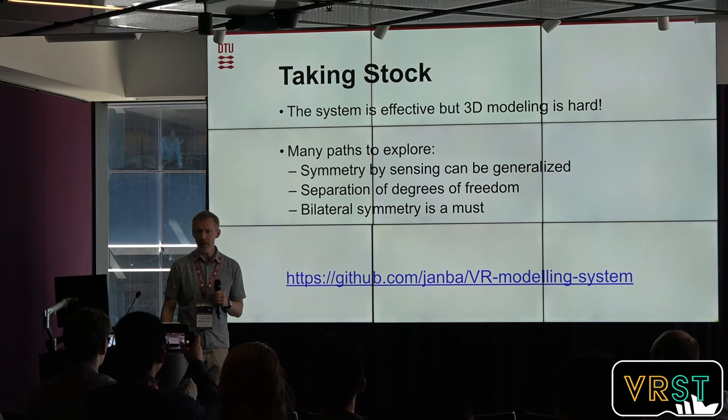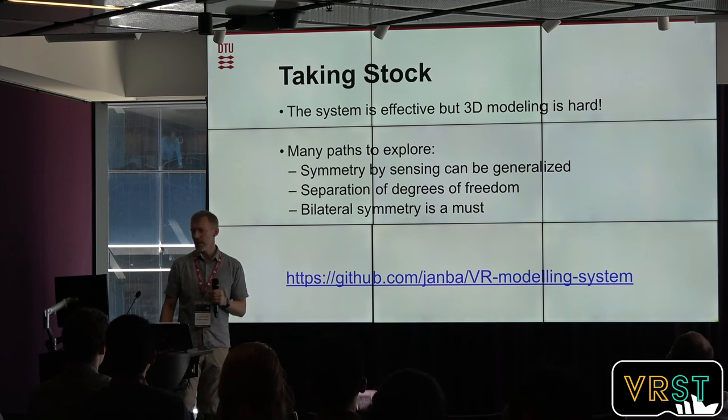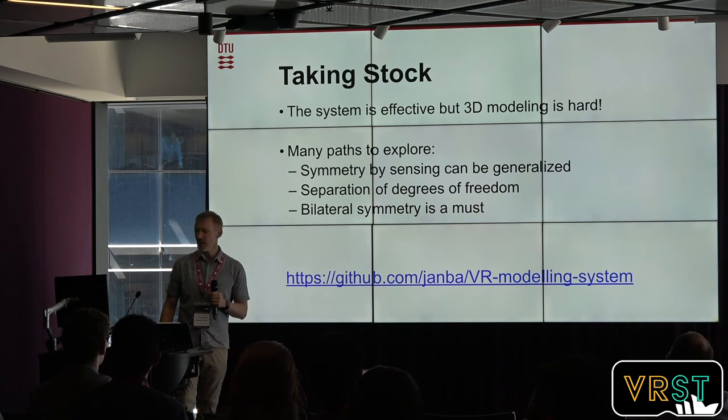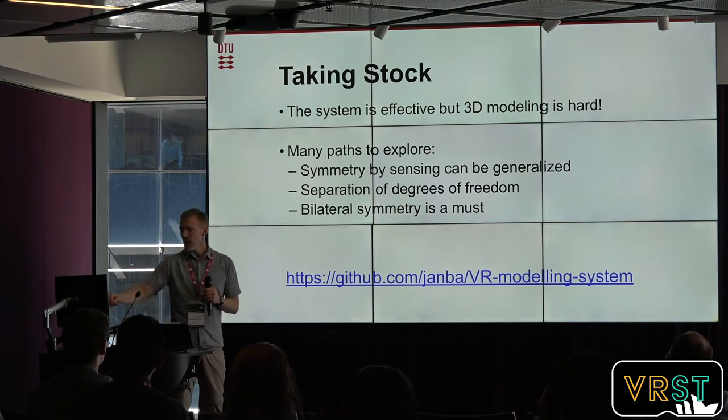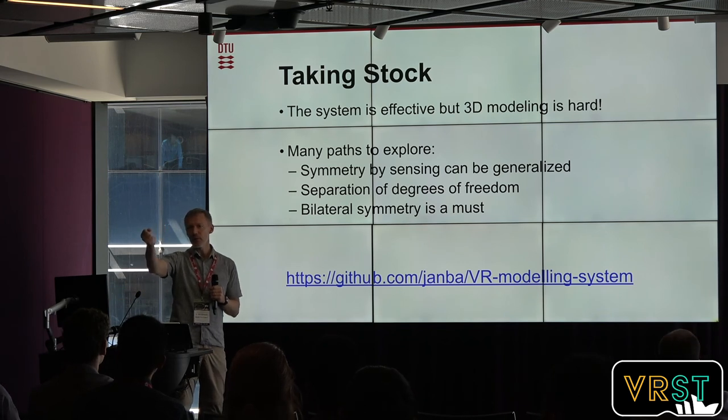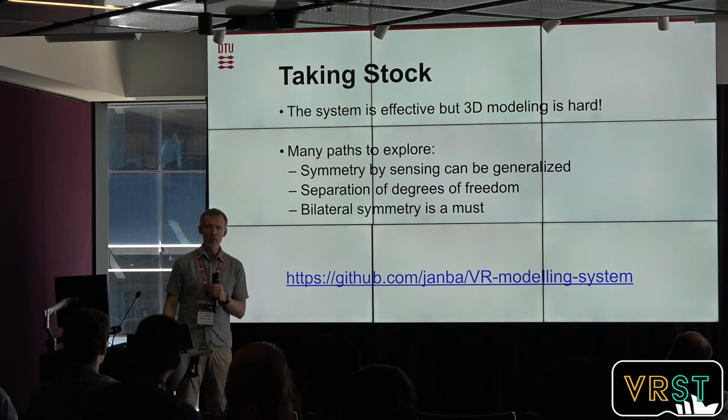this means that probably we want to consider some more ways to make modeling precise, like symmetry by sensing or separating degrees of freedom so that you can rotate around one axis only and not just rotate freely. And of course we want to introduce bilateral symmetry to the system.